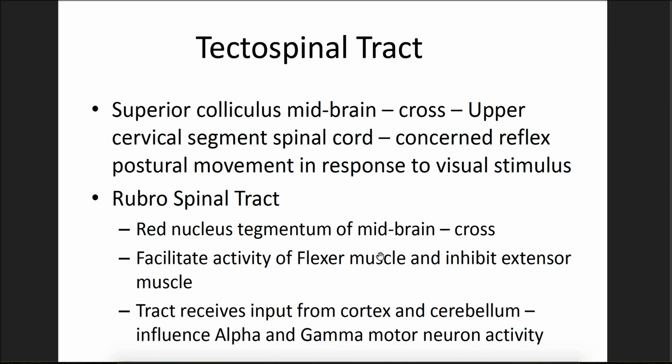The rubrospinal tract, on the other hand, is going to emerge from the red nucleus, which is again in the midbrain. It's going to cross, and the rubrospinal tract facilitates flexor muscle activity and inhibits extensor muscle activity. And this tract, the rubrospinal tract, also receives input from cortex and cerebellum to influence alpha and gamma motor neuron activity.